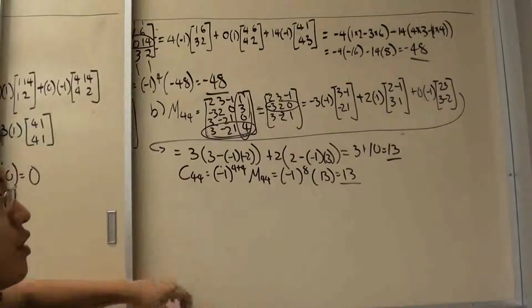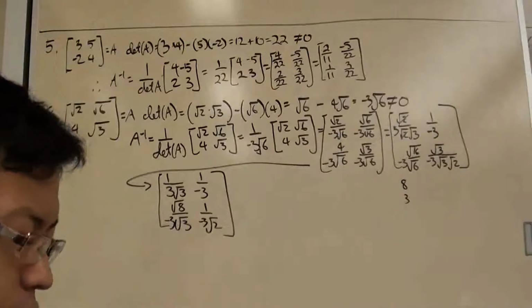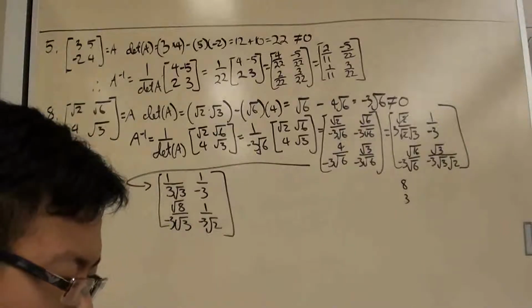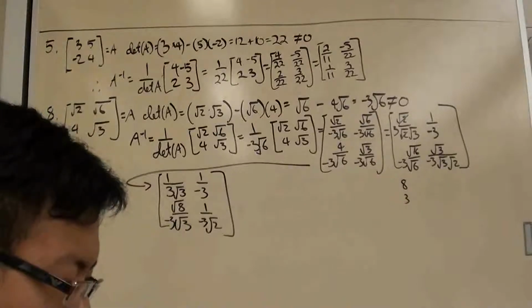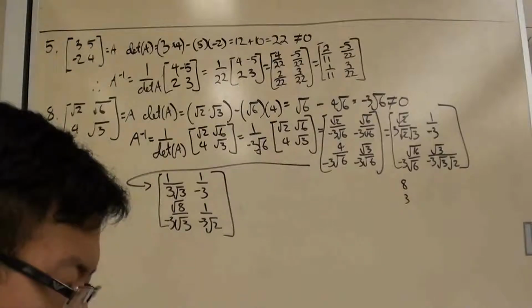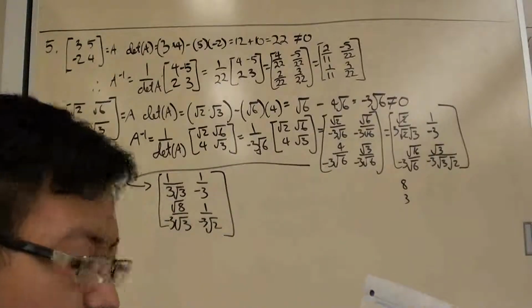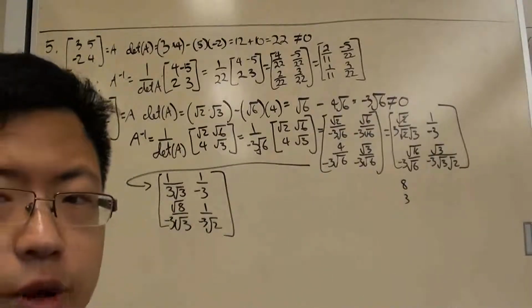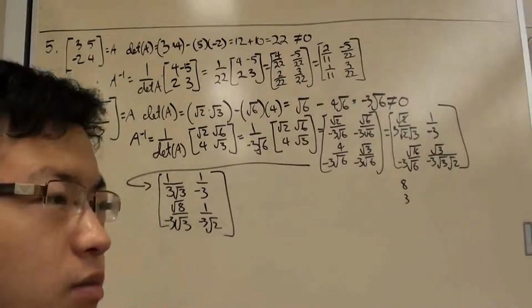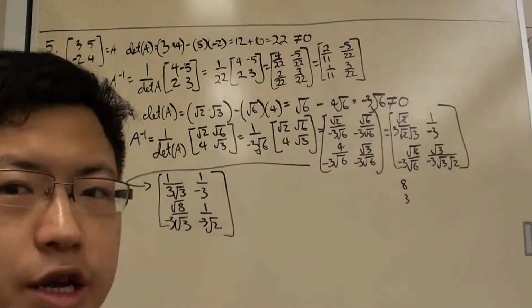Okay, so we're on to question 5. All right, for question 5, what are they asking this time? They just want us to find the determinant of the given matrix, right? If the matrix is invertible, use the equation to find the inverse. Well, first we have to determine whether it's invertible or not, right? So what do we mean by this? Determinant will decide whether it is invertible or not.